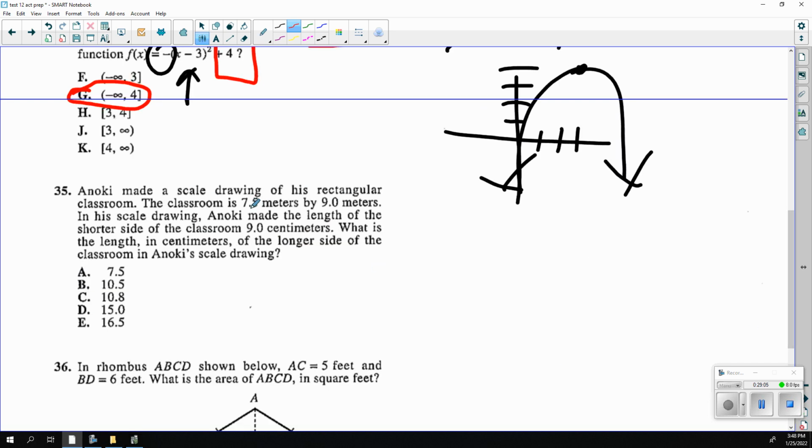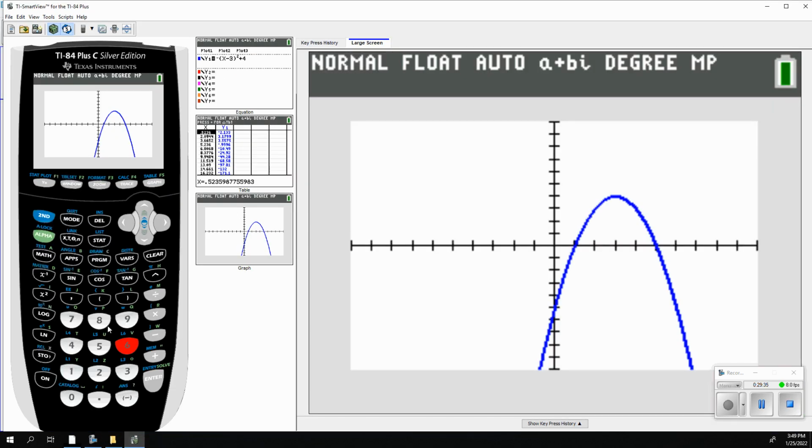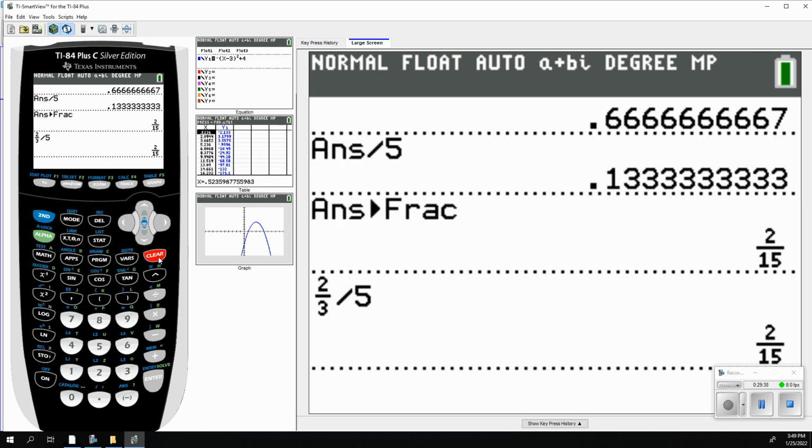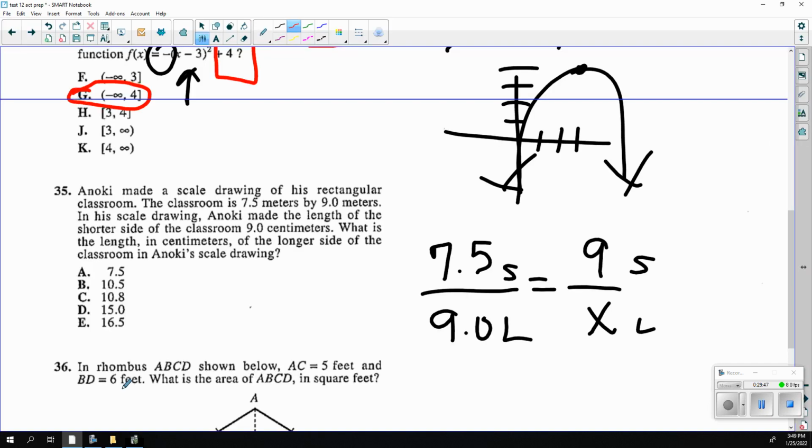Scale drawing. The classroom is that, and he made the shorter side, so this is ratio proportion. So 7.5, the shorter, is to 9, as 9 is to x. So the shorter one and the longer one, you keep them together, cross multiply, divide. It should be 81 over 7.5. And that gives you the answer, 10.8 for the length.